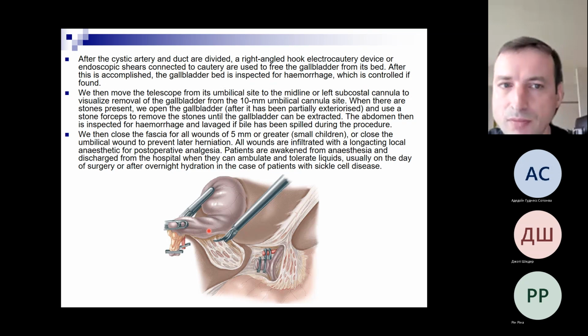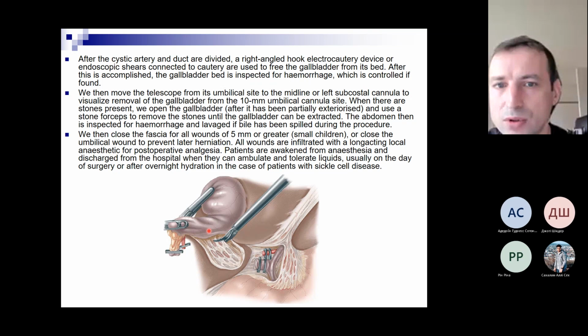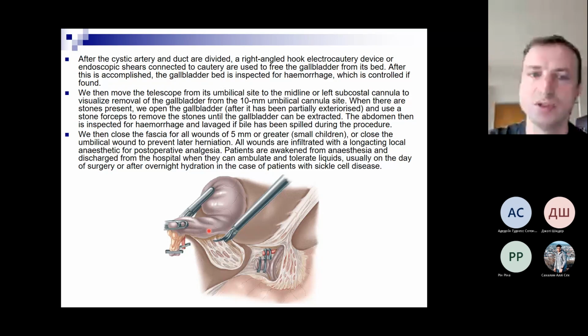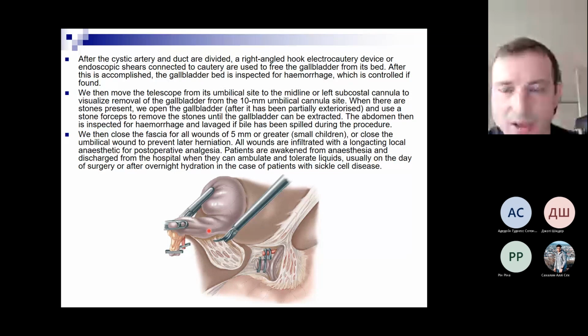procedure. Then close the fascia for all wounds of 5 mm or greater, or close the umbilical wound to prevent later herniation. All wounds are infiltrated with a long-acting local anesthetic for postoperative analgesia. Patients are awakened from anesthesia and discharged from the hospital when they can ambulate and tolerate liquids, usually on the day of surgery or after overnight hydration in the case of patients with sickle cell disease.